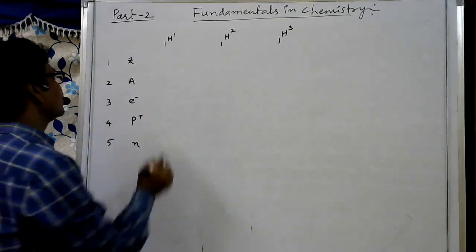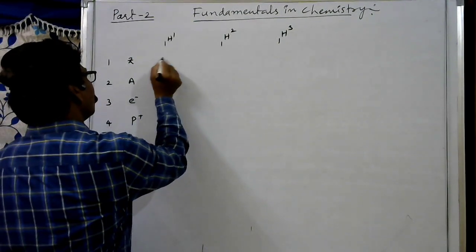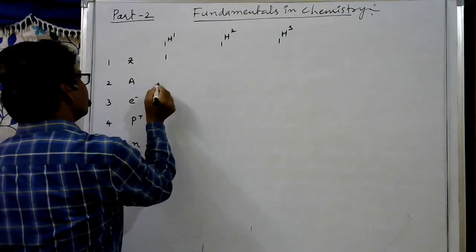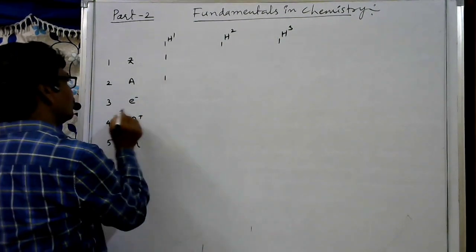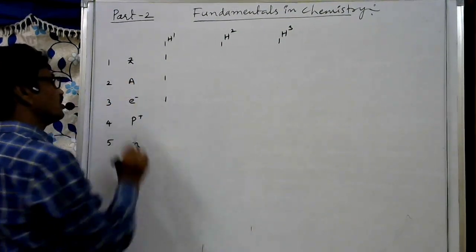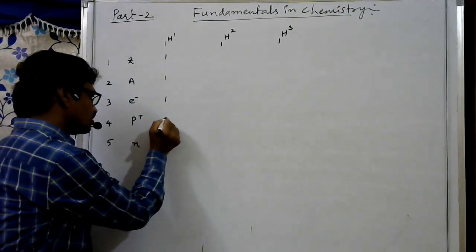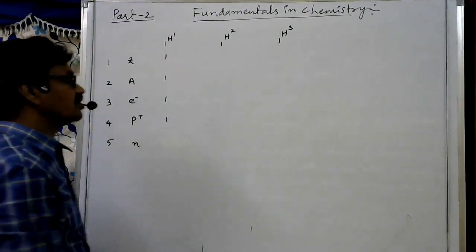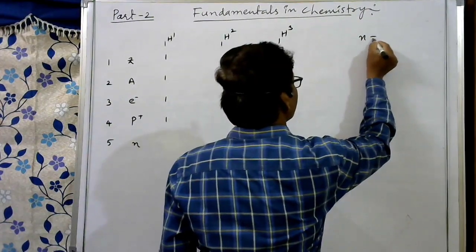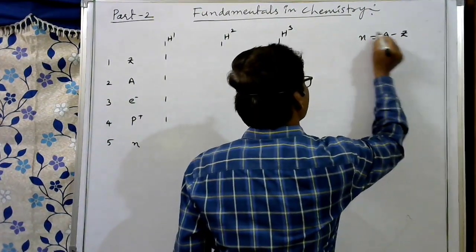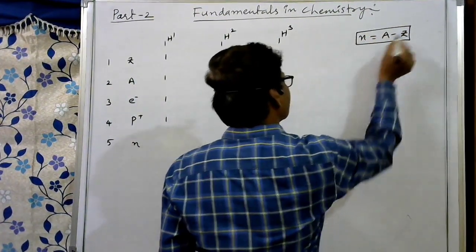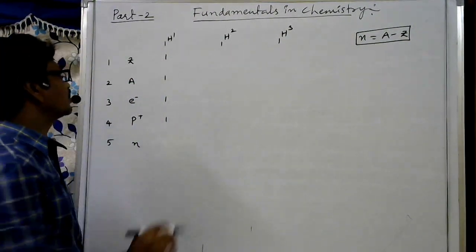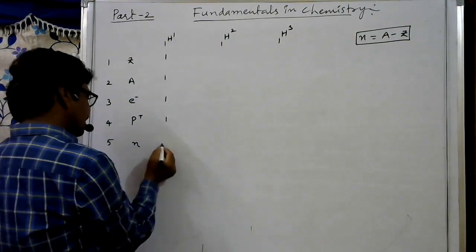For hydrogen, what is the Z value? Atomic number is 1, and the atomic mass number here is 1. Number of electrons is exactly equal to Z, so it is 1. Number of protons is also 1. Number of neutrons is A minus Z, otherwise A minus P. This is the formula. Z is nothing but the number of electrons or number of protons present in a neutral atom. So here 1, 1, 1 and here we can write 0.